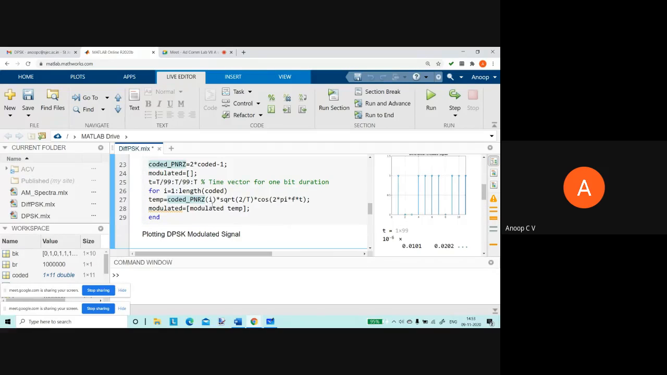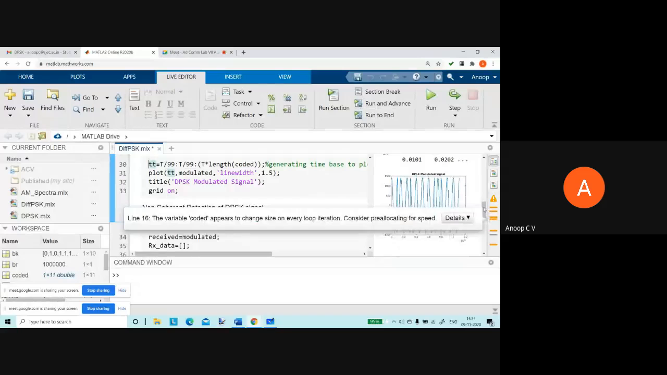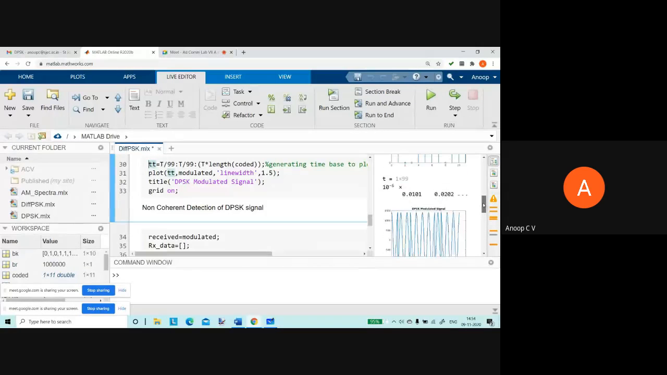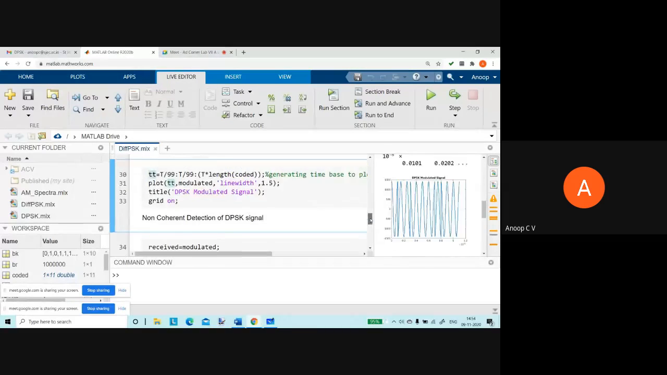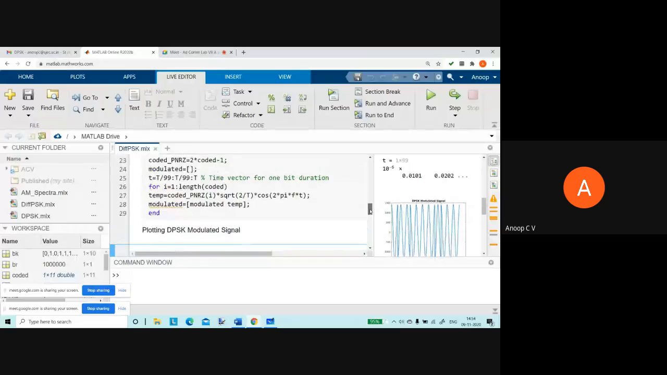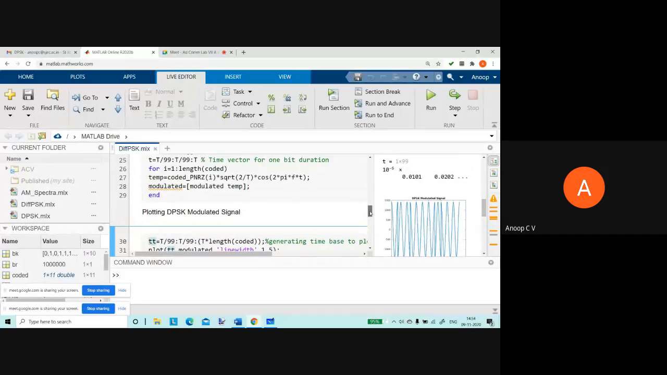We have differentially encoded it and displayed it. Further, we'll try and plot this. This part is the plotting of the differentially encoded bit sequence. I hope all of you are able to see this. We have plotted this.